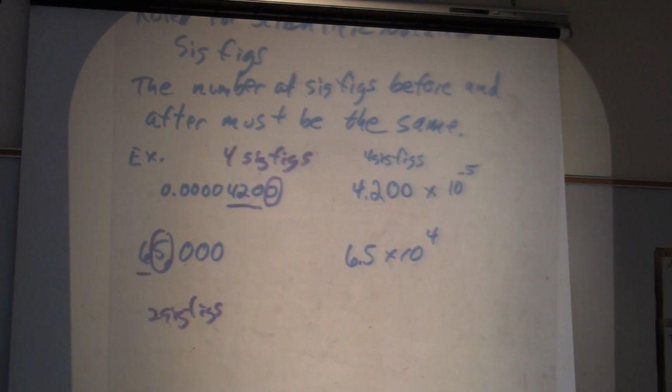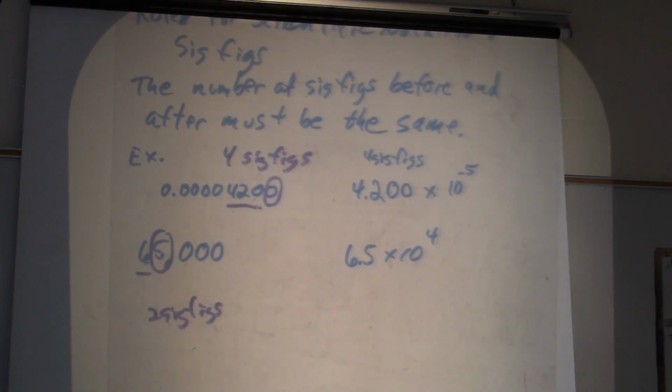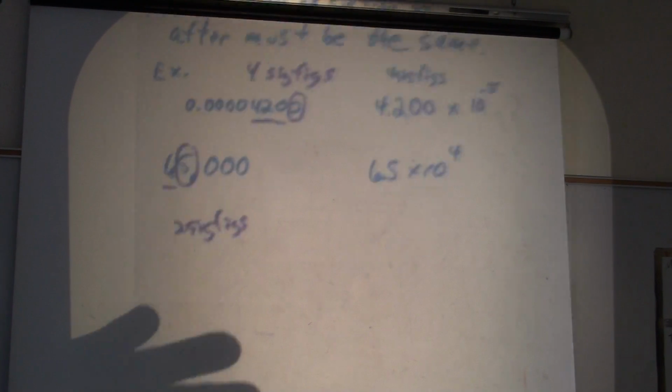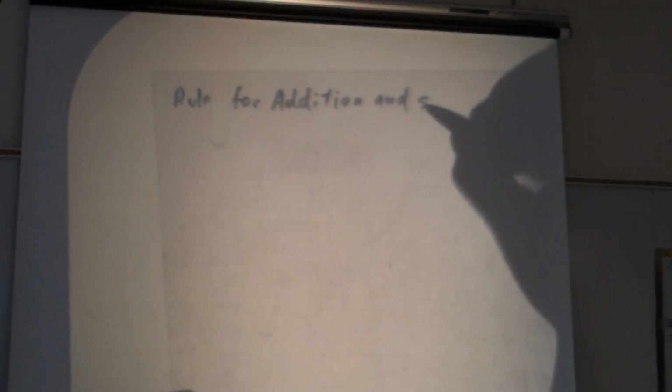So those are the rules for scientific notation. And now we get to the rules for addition and subtraction. The rule for addition and subtraction.